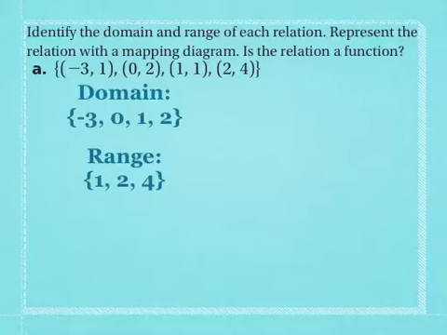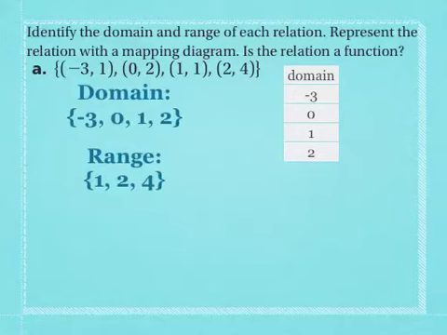We haven't talked about a mapping diagram yet, but I'm going to show you a mapping diagram right now. To create a mapping diagram, you're going to have a column with your domain values and then another column with your range values. A mapping diagram is going to draw arrows from the domain value to the corresponding range value. So if you look at the first ordered pair in question A, the first ordered pair is -3, 1. So we need to draw a line from -3 in the domain to 1 in the range.